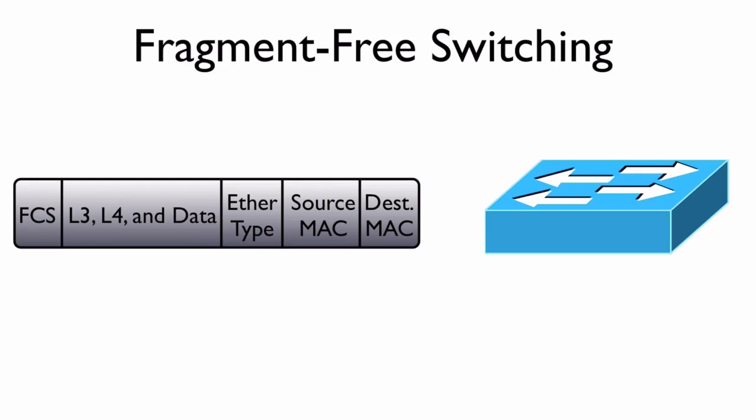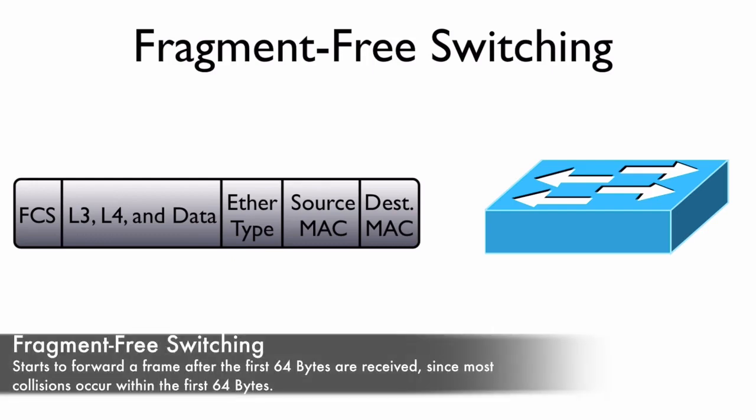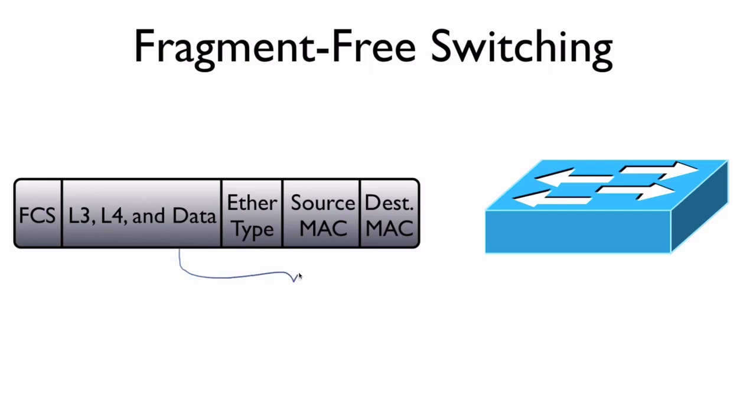Fragment-free switching states that most collisions that are going to occur within a frame are going to occur within the first 64 bytes. What fragment-free switching does, it looks beyond just the destination MAC address and beyond the source MAC and beyond the ether type. It will actually look 64 bytes into our frame, and because most collisions occur in the first 64 bytes, if it doesn't see that a collision has occurred in the first 64 bytes, it has some assurance that this is probably an okay frame.